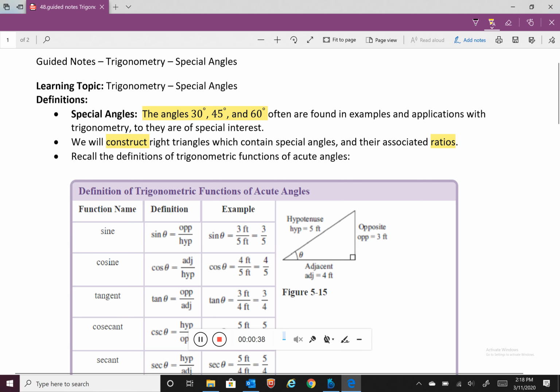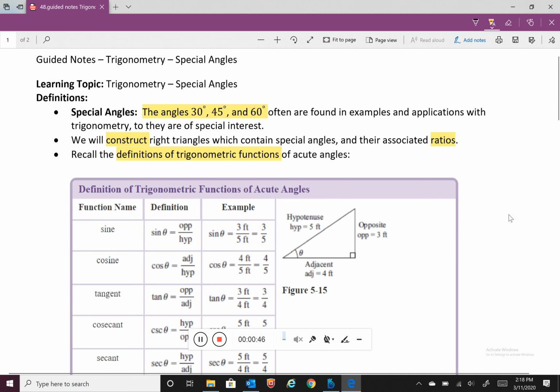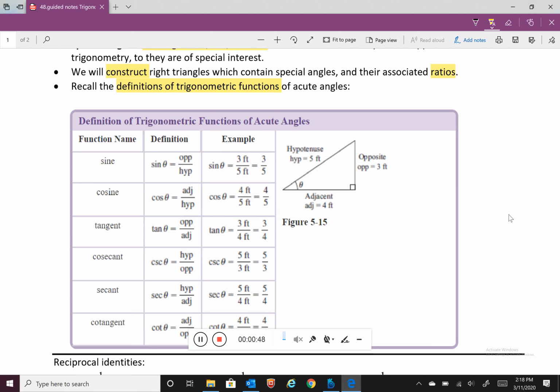So in order to do that, we also need to remember the definitions of our trigonometric functions of acute angles. So for example, we need to make sure we remember that sine of any angle is opposite over hypotenuse. Cosine of any angle looks at adjacent over hypotenuse. Tan of any angle looks at opposite over adjacent.